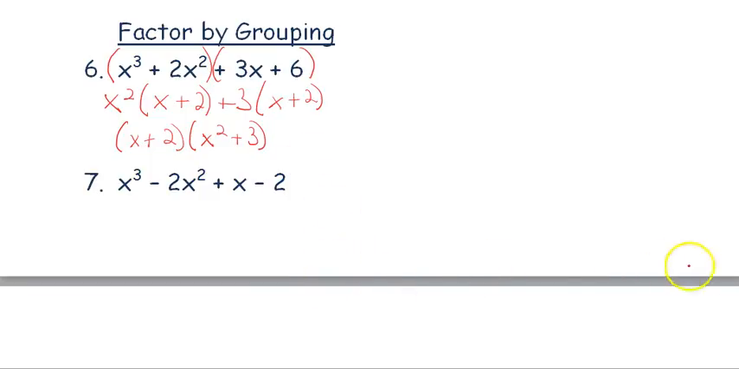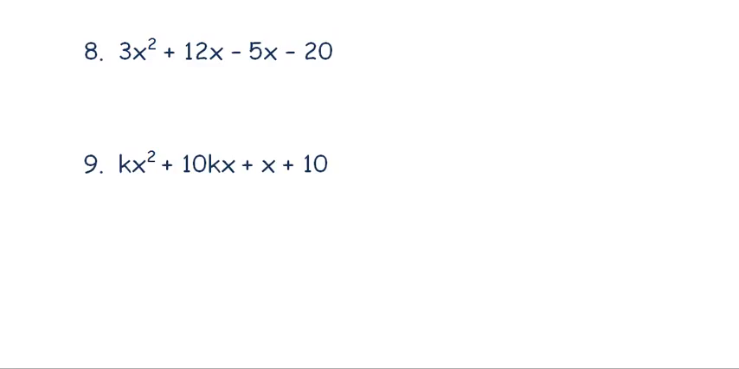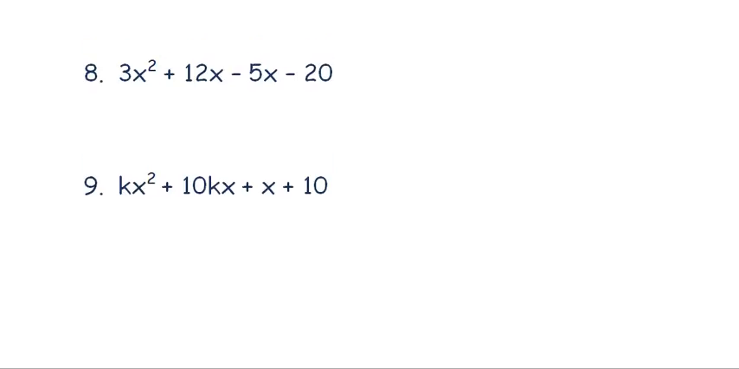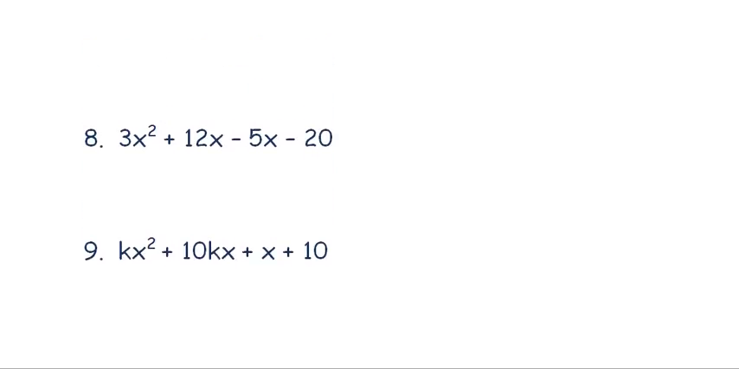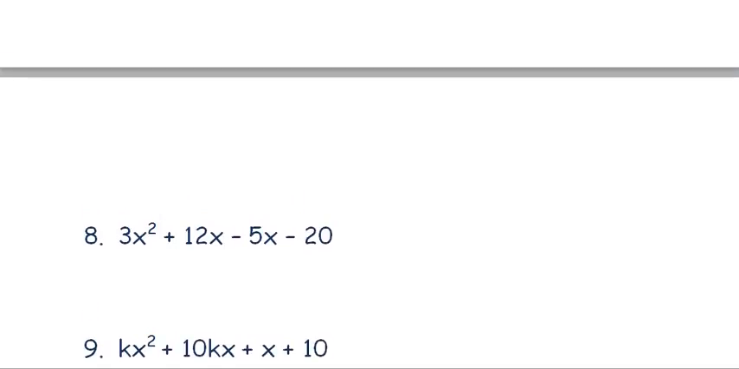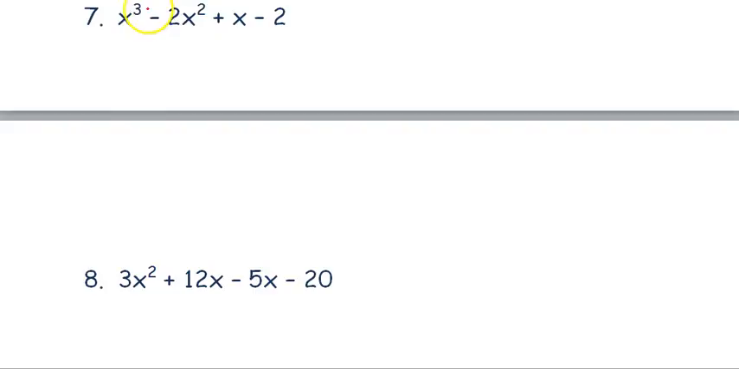And I might end up needing a little more room, but we'll try it. So with number 7, we have the x cubed and the minus 2x squared first, and then x minus 2 second. So again, I'm going to look first at the first parenthesis with 2 pieces that I have. What is the GCF here? That is x squared. And if I take an x squared out, that leaves me with x minus 2.